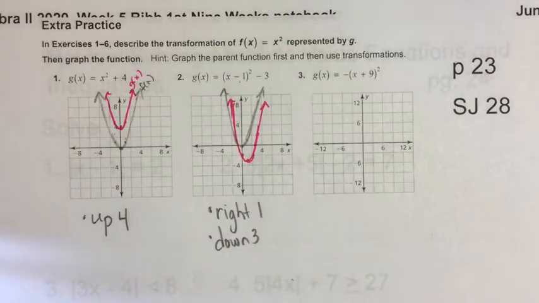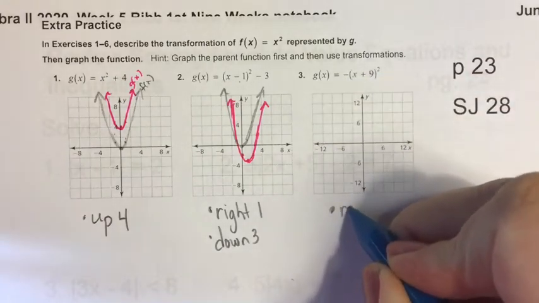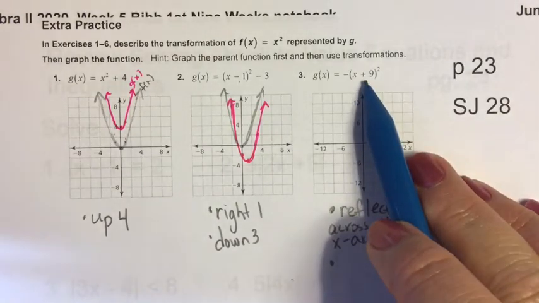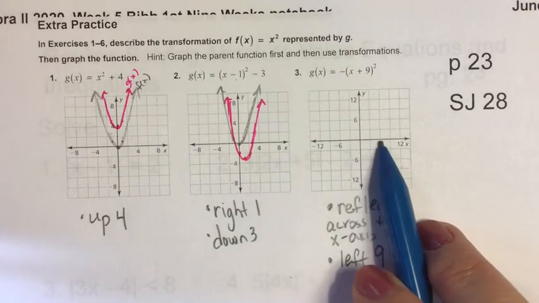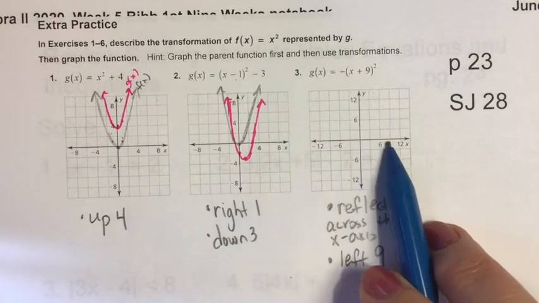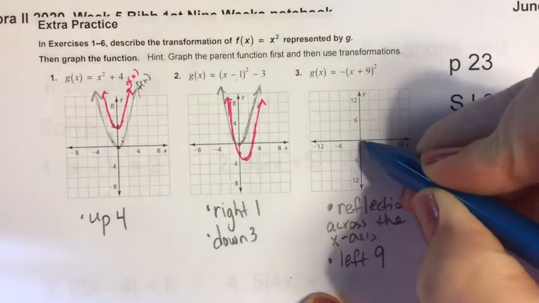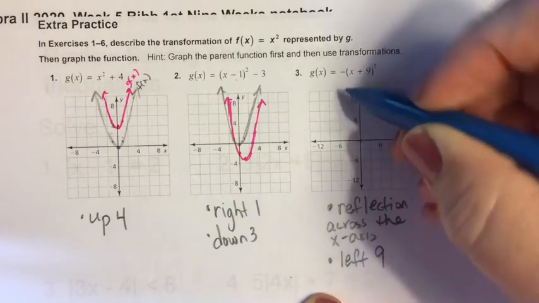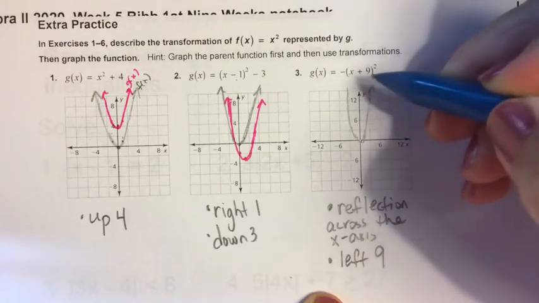The last one has 2 transformations. It is a reflection across the x-axis, and it is also a translation left 9. Okay, let me draw the parent function. It appears these are going by 3s: 3, 6, 9, 12. Yes. So I'm going to put (0, 0). It's an estimate because of the scale. So here's my parent function.